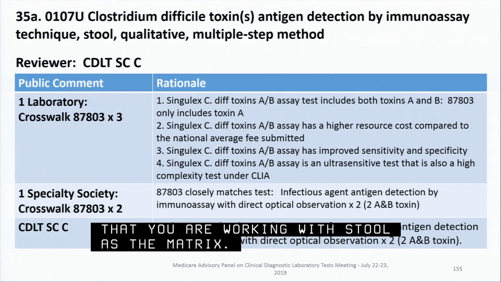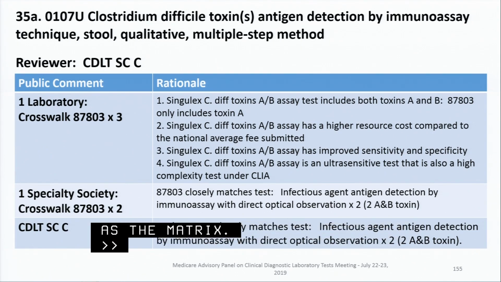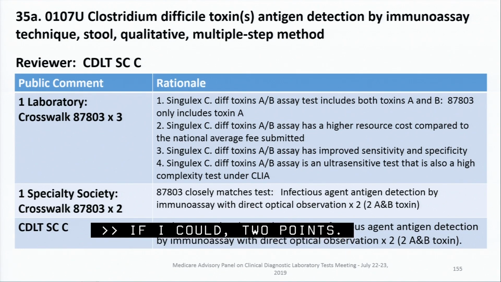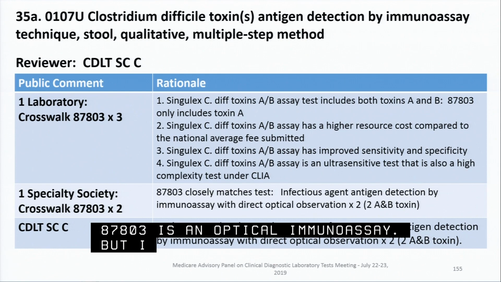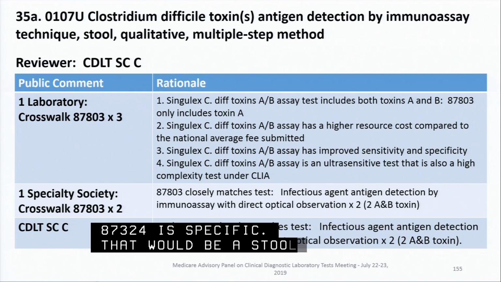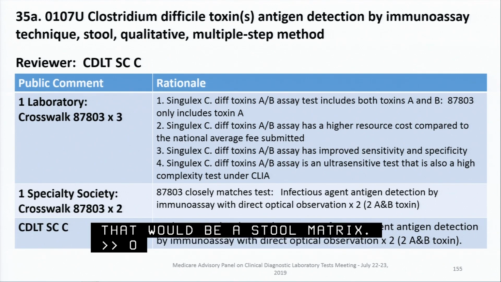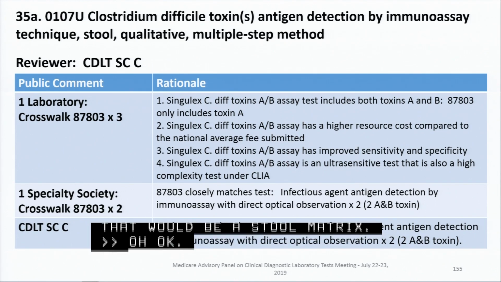If I could respond, this is Vicki Basowski. Two points. 87803 is an optical immunoassay, so it's a visually read assay. So I have concerns about that. 87324 is specific for C. difficile, and so that would be a stool matrix. Oh, okay. Thank you. I wasn't familiar with that, so that's very helpful.